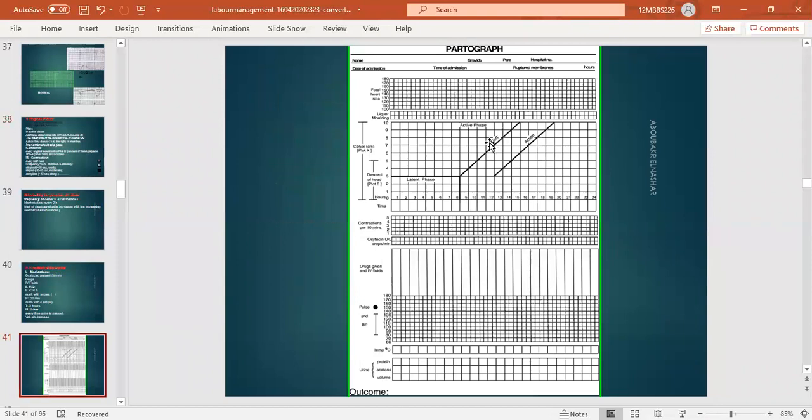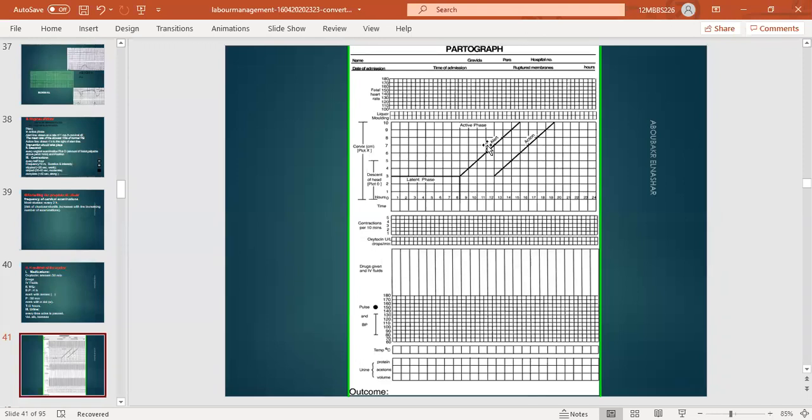This is the alert line, this is the action line. Your graph should be on the left of this alert line. If your graph is left of the alert line, that means your progress is normal. But if your graph is, look at this. This is after 12 or 13 hours, the patient becomes fully dilated. But your graph should be on this, like 10 hours. It should be like this.